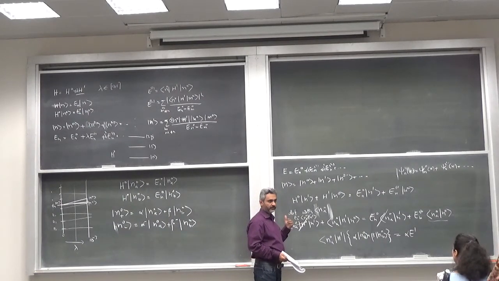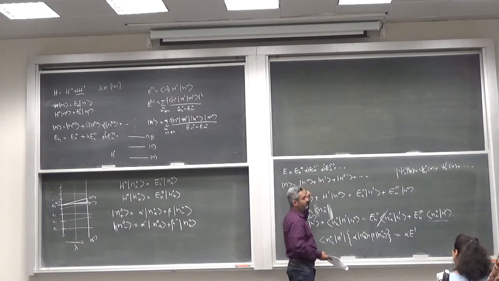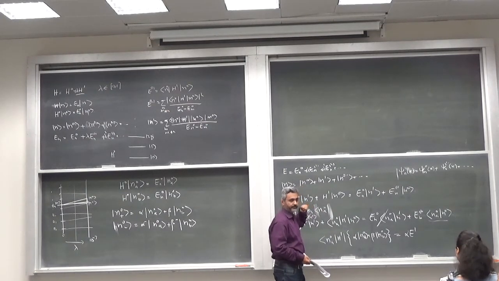So then what is n1? N1 is the first order correction to the state. This state is basically the same as this, but this is the first order correction to this. Right?